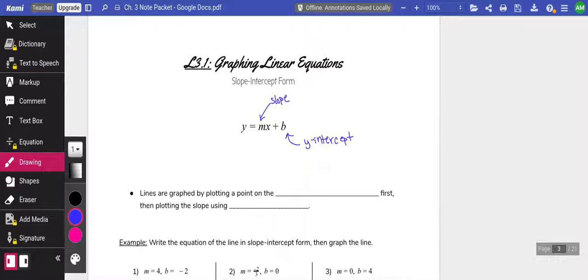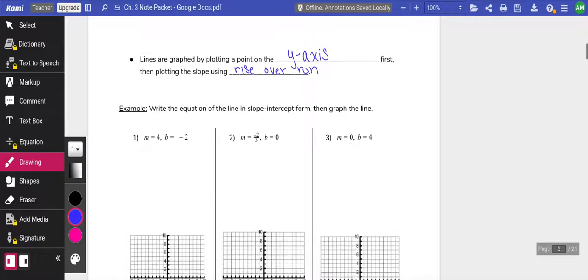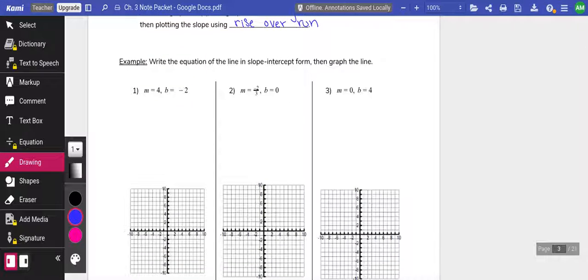When I graph a line, it is graphed by plotting a point on my y-axis first, and then I plot slope, and then from there I can plot using the slope as its rise over its run. So we're going to do some examples right here. We're going to also write the equation of these lines in slope-intercept form and graph our line.